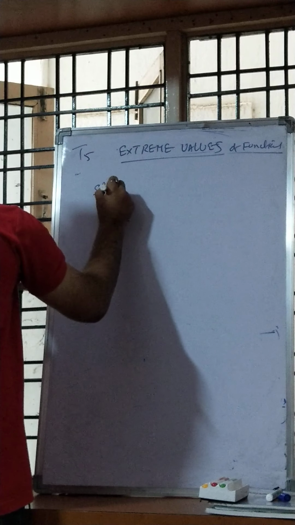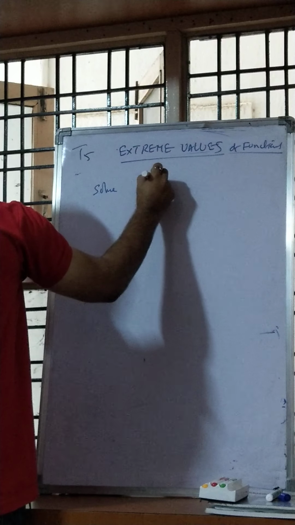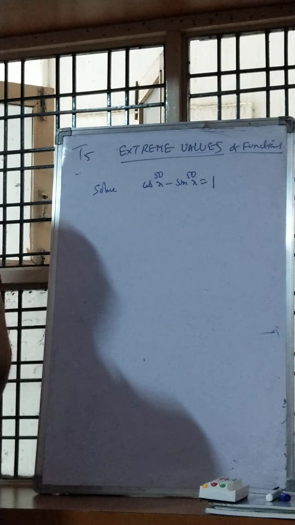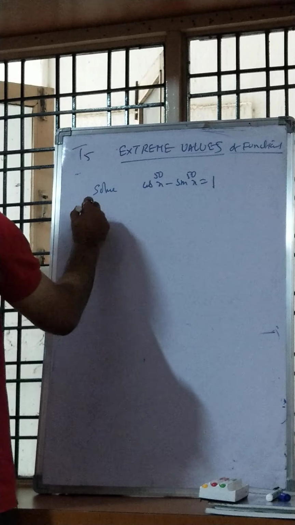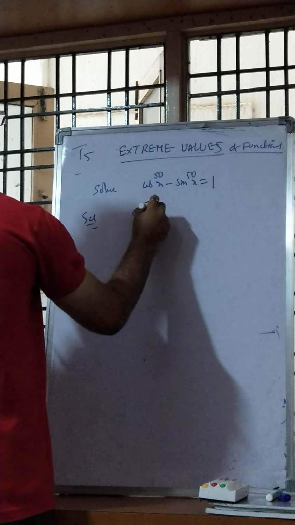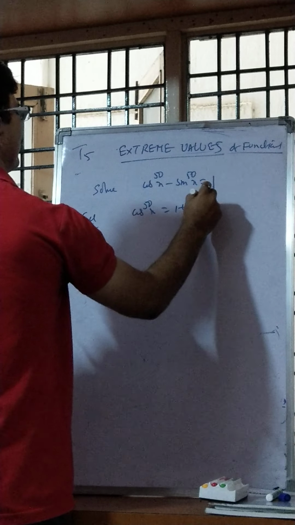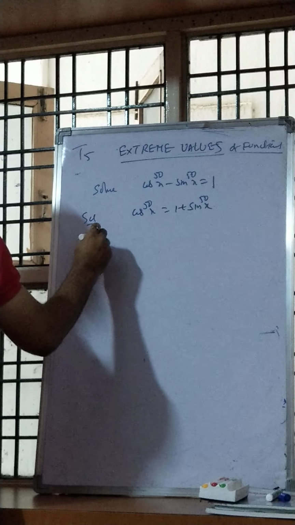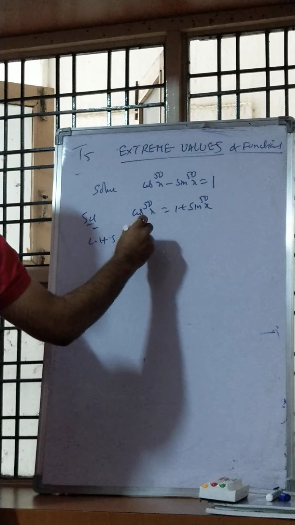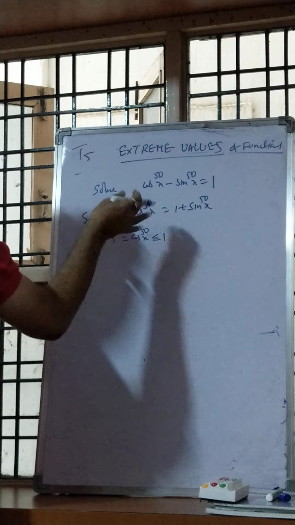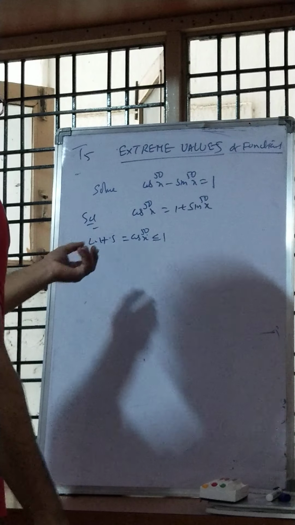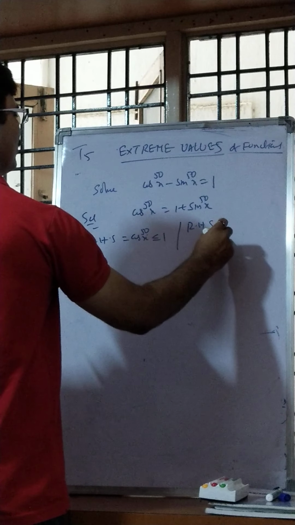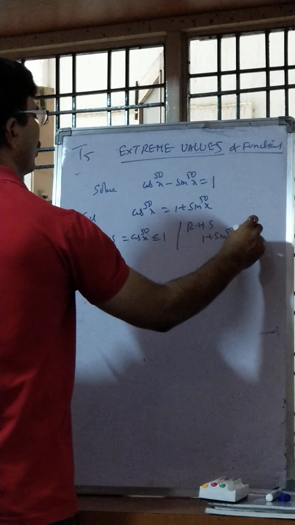Here, suppose I said: solve cos^50 x minus sin^50 x is equal to 1. Guys, it is very clear. See here, cos^50 x is equal to 1 plus sin^50 x. Think about the LHS, cos^50 x. This is definitely less than or equal to 1, whatever the power, you will get less than or equal to 1. But on the RHS, 1 plus sin^50 x is definitely greater than or equal to 1.